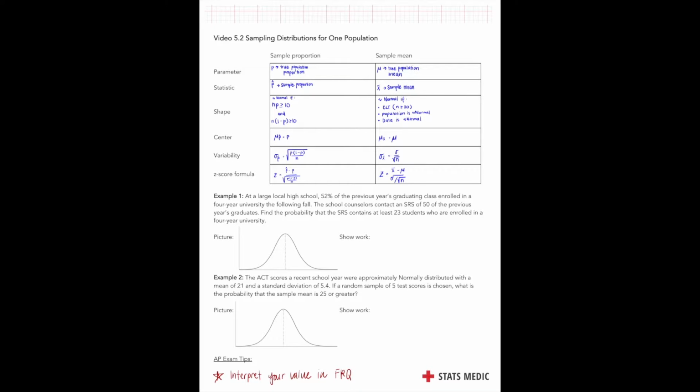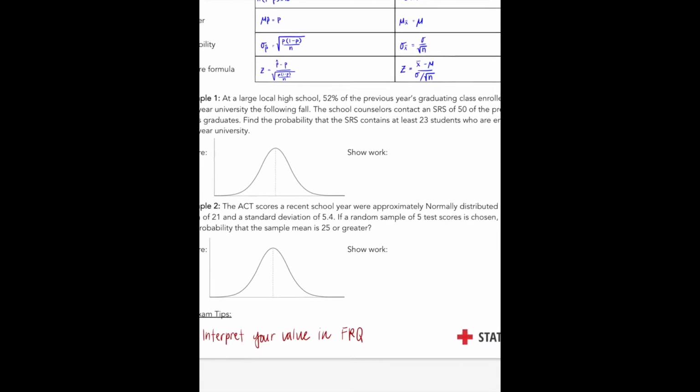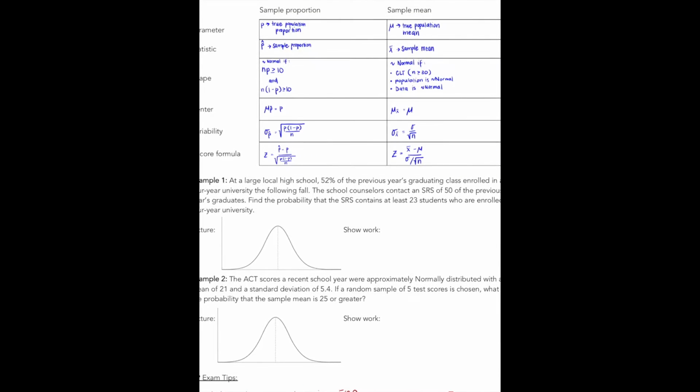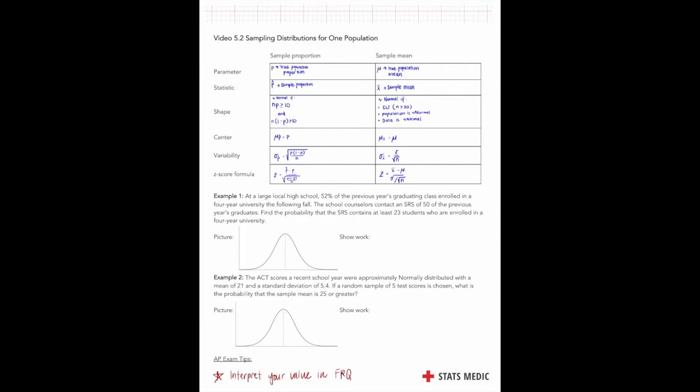The school counselor contacts a simple random sample of 50 of the previous year's graduates. Find the probability that the simple random sample contains at least 23 students who are enrolled in a 4-year university. As you can see, there's a picture, and then there's work that we need to show. We're not going to show all the work as we usually do, because a lot of it we're going to do in the table. So I'm going to first start off by figuring out if example number 1 is a proportion or a sample mean.